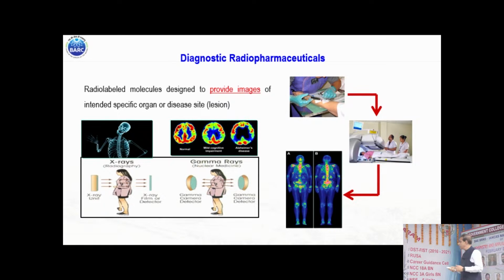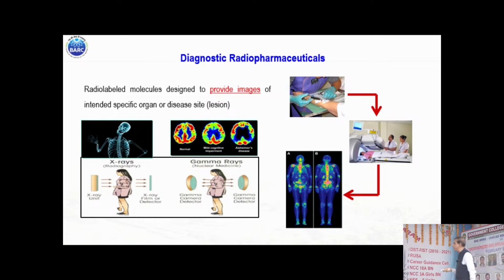So, now what is a diagnostic radiopharmaceutical? As the title suggests, it is a radioactive preparation which is used to find out whether there is any malfunction in the human body. So, let me explain how it works.